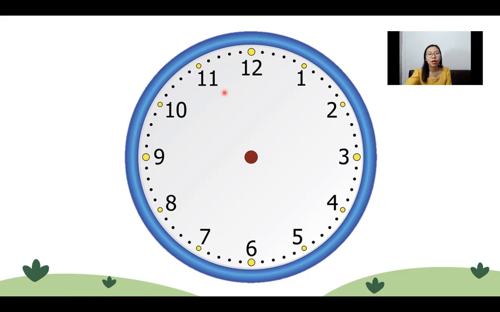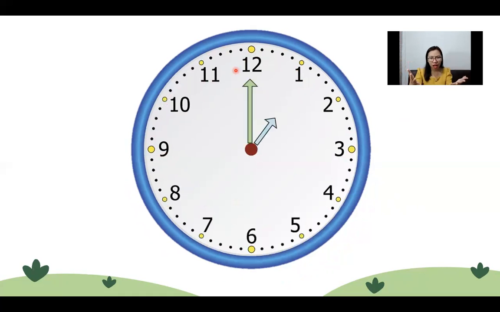All right, okay, so in a clock, what are the numbers? What are the numbers that we use to tell time? What are the numbers that you can see in this picture? We have 1, 2, 3, 4, 5, 6, 7, 8, 9, 10, 11, and 12. All right, so those are the numbers that we need to tell time.